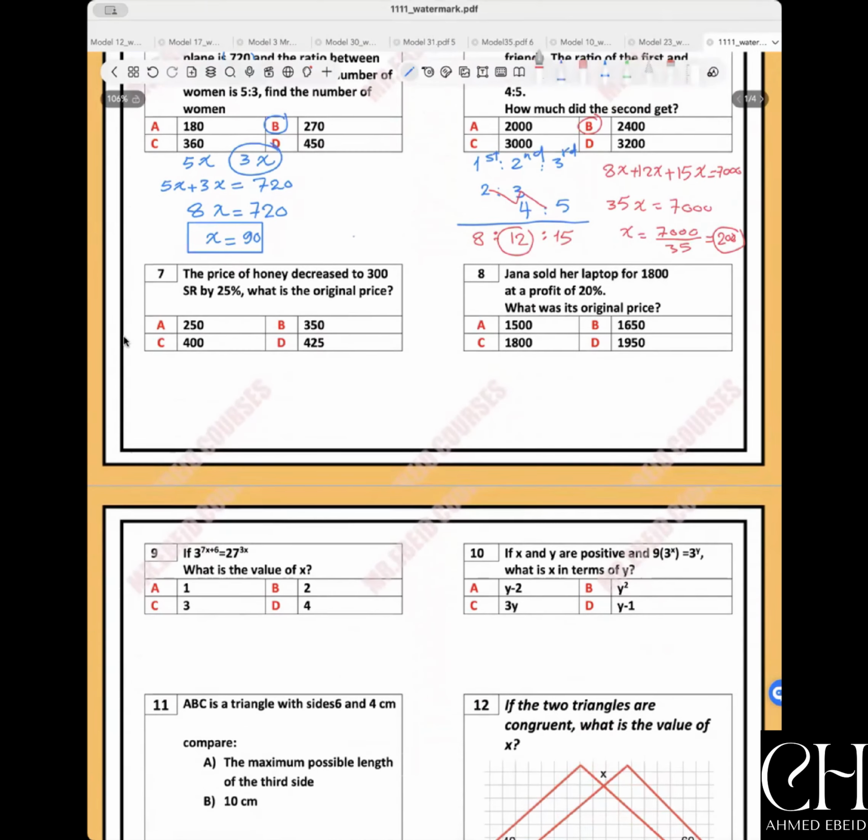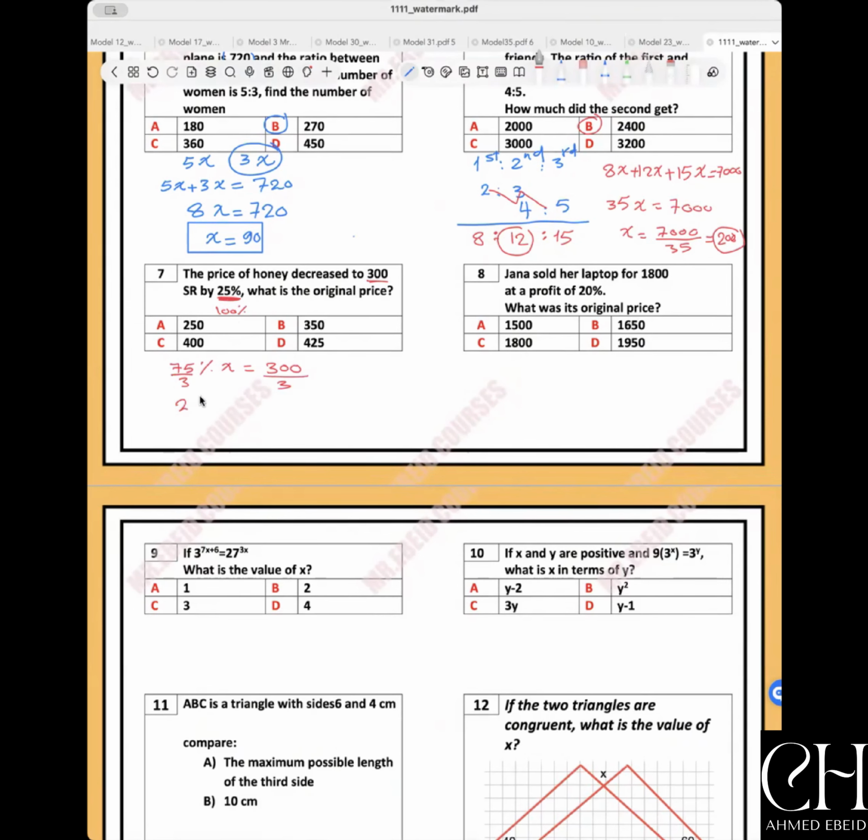Question 7. The price of honey decreased by 25% to 300 riyals. What is the original price? It means if you decrease the original number by 25%, which is 100%, it will be 300. You will just subtract 100% minus 25%, which equals 75% of the original price, which is x. This is equal to 300. You have a lot of methods to answer a question like this. You can divide both sides by 3.